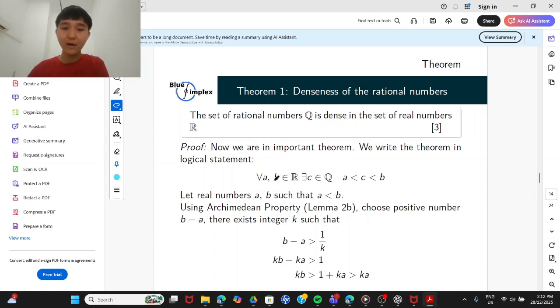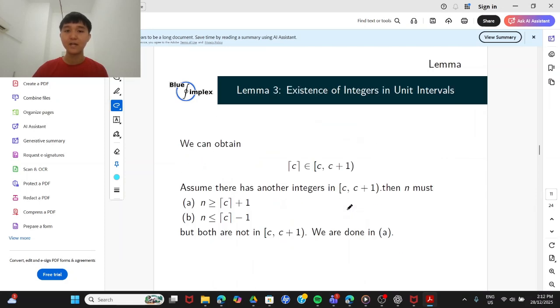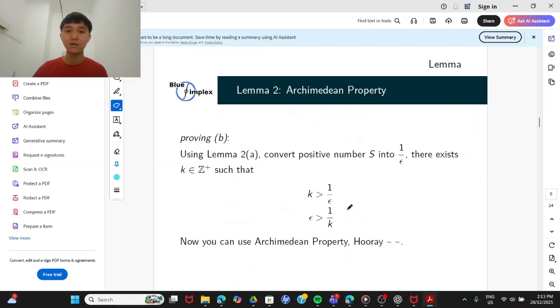So for any real numbers a, b, there exists c in the rational numbers such that c is between a and b. So what can we prove? We assume that a and b are real numbers such that a is smaller than b. This is very important because we want to use the Archimedean property. Choose the positive number b minus a. Remember Lemma 2b.